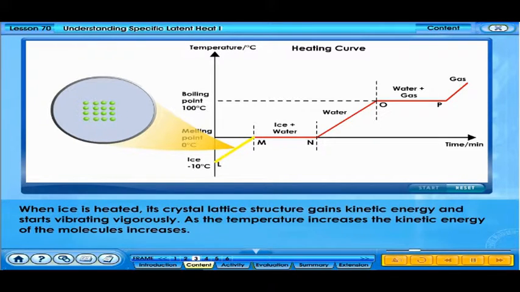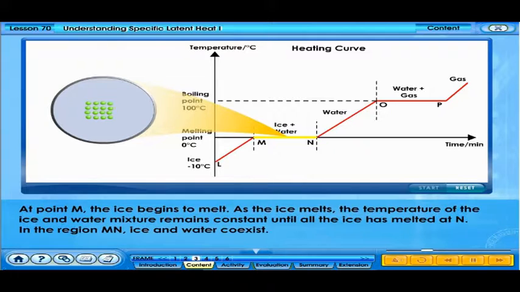When ice is heated, its crystal lattice structure gains kinetic energy and starts vibrating vigorously. As the temperature increases, the kinetic energy of the molecules increases. At point M, the ice begins to melt. As the ice melts, the temperature of the ice and water mixture remains constant until all of the ice has melted at N. In the region MN, ice and water coexist.